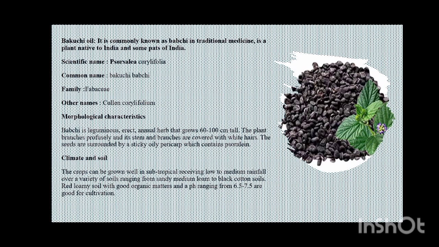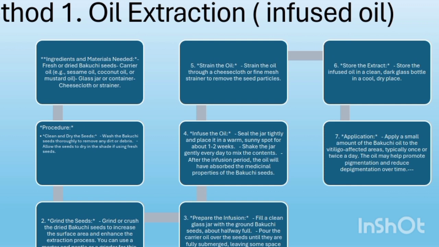Bakuchi oil, commonly known as Babchi in traditional medicine, is from a plant native to India and some parts of Asia. Scientific name: Psoralea corylifolia. Common names: Bakuchi and Babchi. Family: Fabaceae. Other name: Cullen corylifolium. Morphology and climate and soil requirements are given here. There are two methods: oil extraction and infused oil.